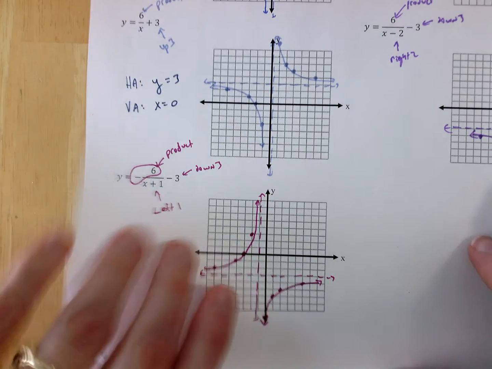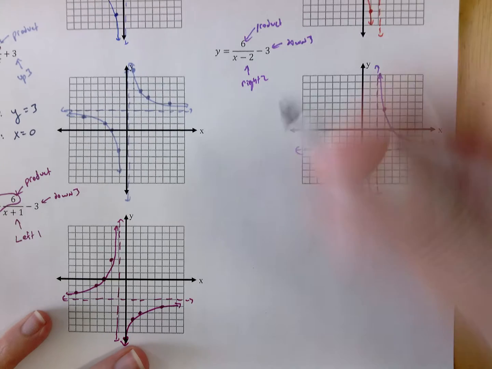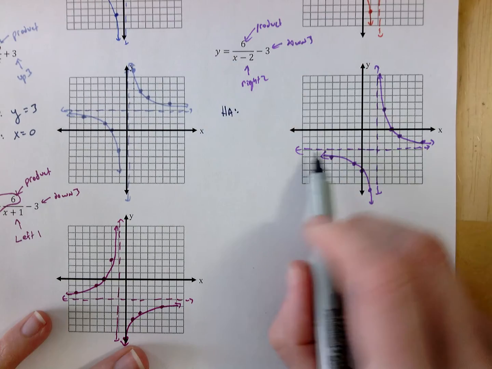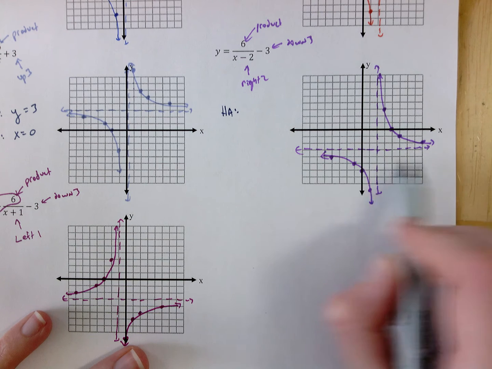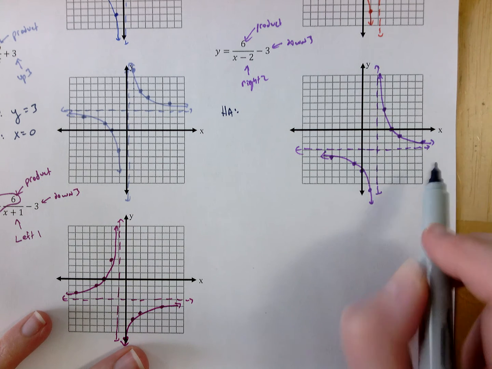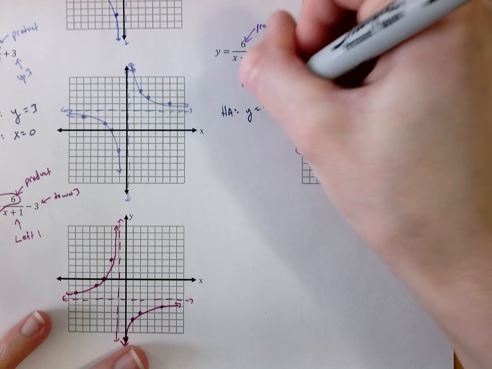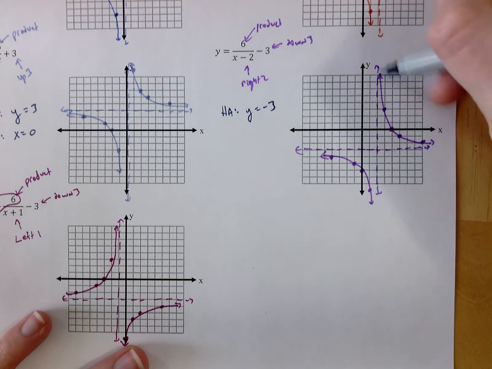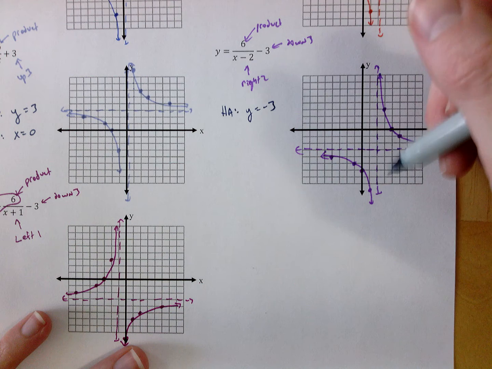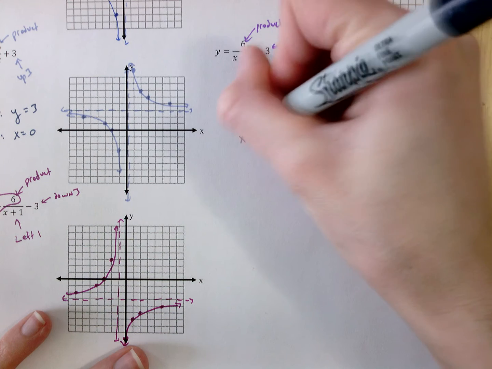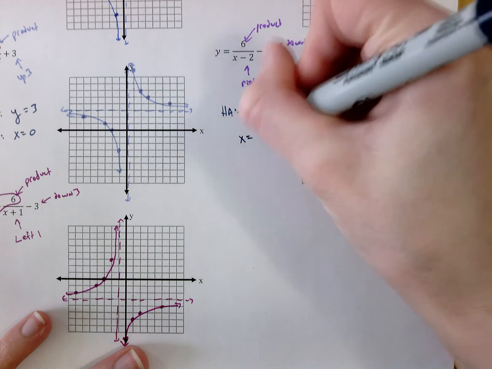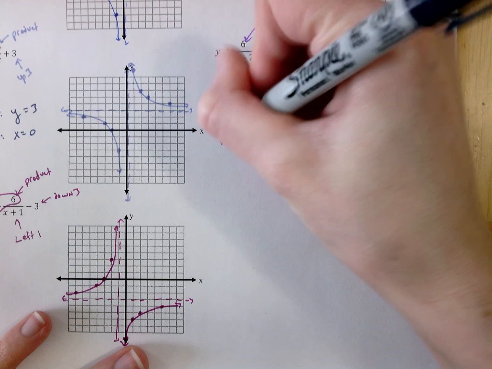All right, this guy over here. Horizontal asymptote. This guy, what do they have in common? Their height. They all have a height of -3. So y equals -3. This guy, what do they have in common? Well, their sideways coordinate is in common. So they all have an x coordinate of 2. That's my vertical asymptote.